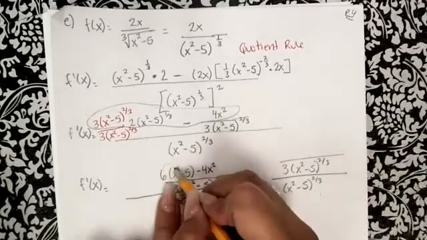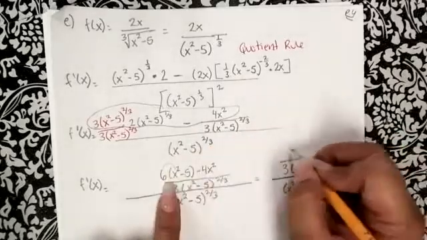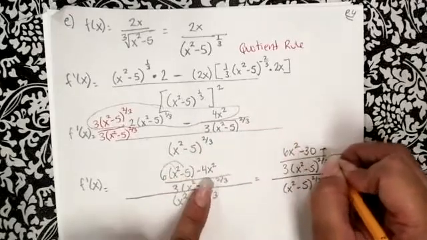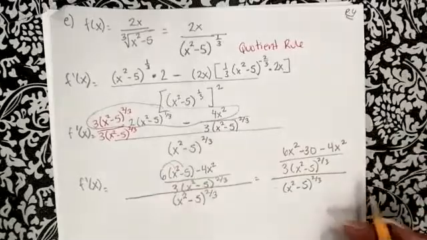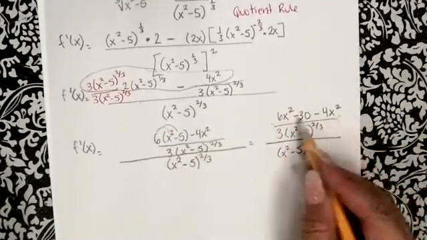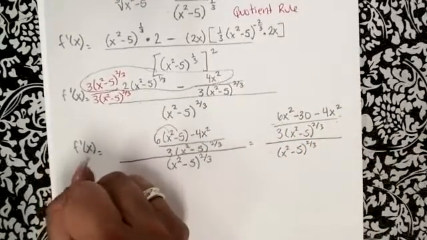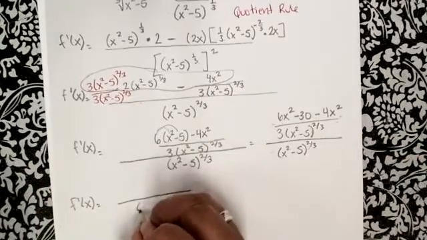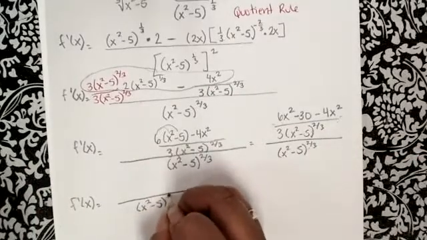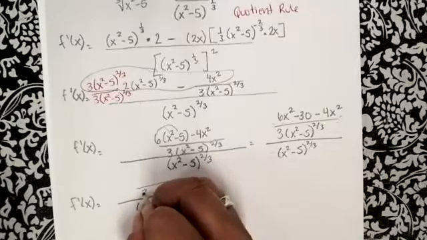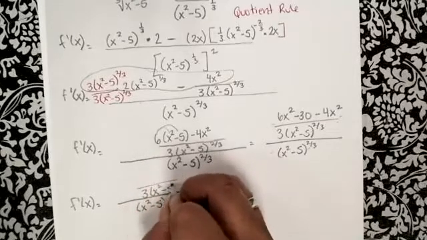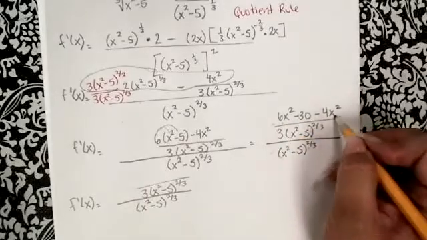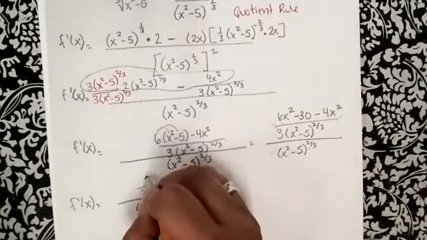In the numerator, that's going to be a 6x squared minus a 30 minus a 4x squared. You need to combine like terms. I'm going to keep these two the same. And then right here, 6x squared minus 4x squared is going to be a 2x squared.